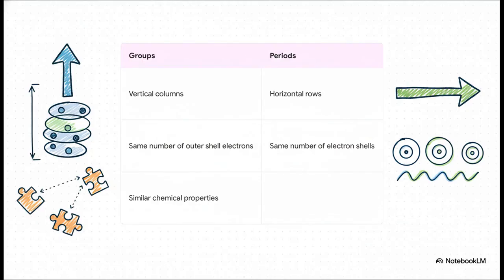So every map needs coordinates, right? Here are ours. The vertical columns, running up and down, are called groups. And here's the key thing. Everything in the same group has the exact same number of outer shell electrons. And because of that, as you see at the bottom, they have similar chemical properties. Now the horizontal rows, going from left to right, are the periods. They tell us something else entirely. How many electron shells or energy levels an atom has.